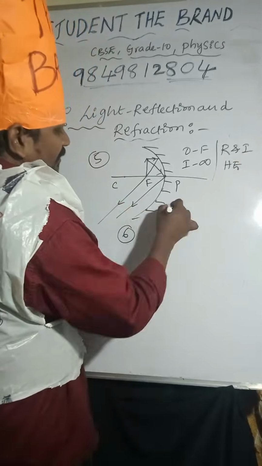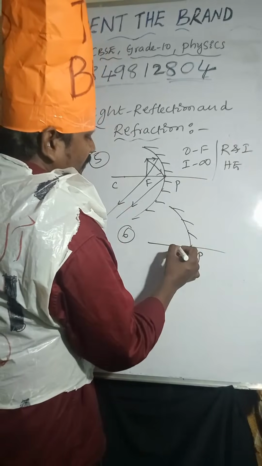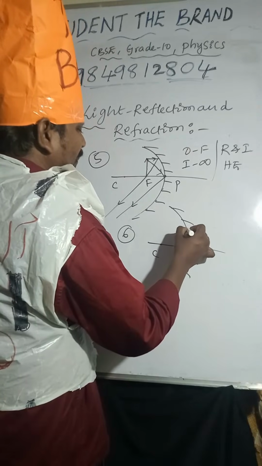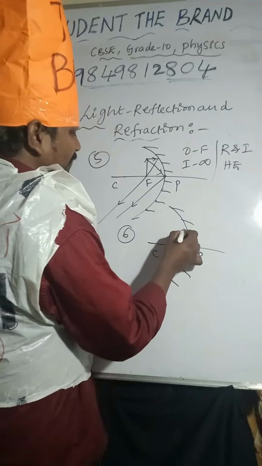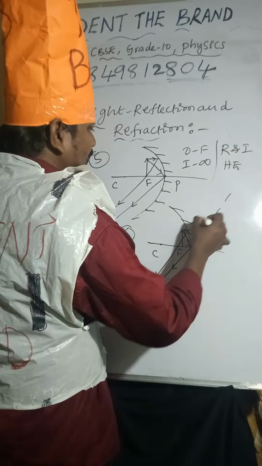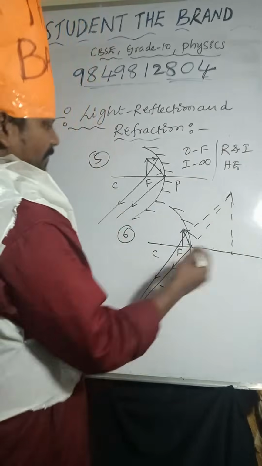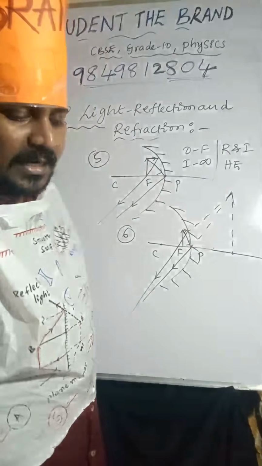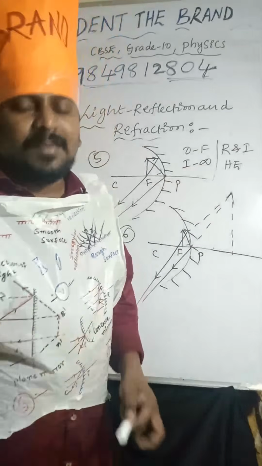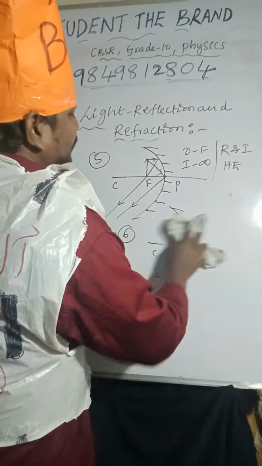Coming to the sixth one, pole, focus, center of curvature. Object is placed between F and P. One light ray I am taking like this, it will be reflected back. Another light ray. If you extend these light rays, the image will form here, behind the mirror. Nature of the image is virtual, erect and enlarged. Compared to the object, image size is increased. I hope it is very clear. So this is about concave mirror image formations.